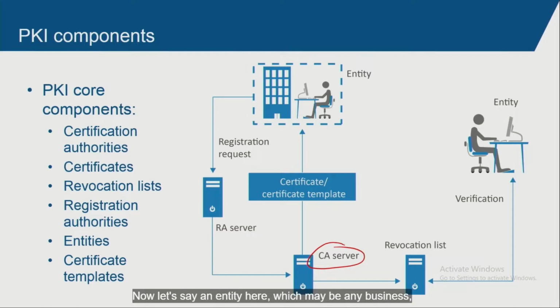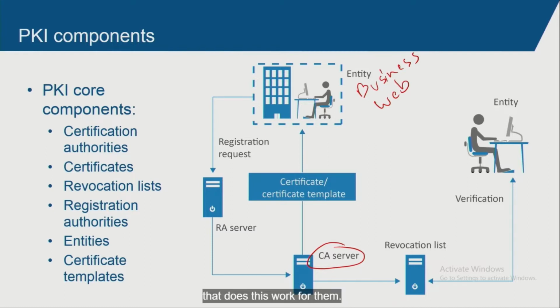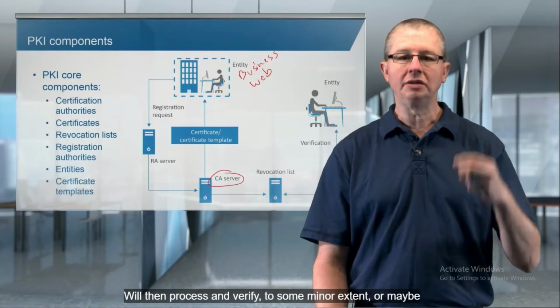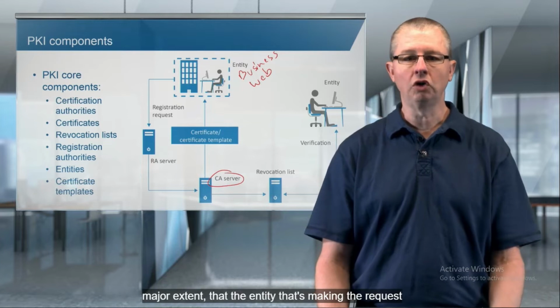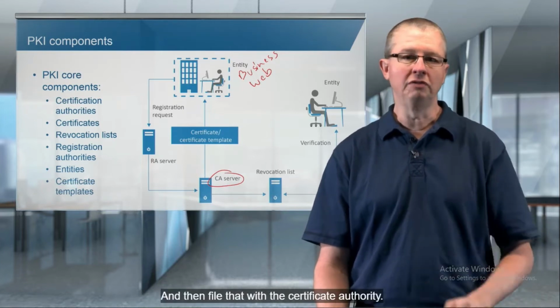Now let's say an entity here, which may be any business, would like to get a new certificate. Maybe they are running a web server, for example. They would go to a certificate authority to make their formal request to get a certificate issued to them. Certain certificate authorities have decided to offload this particular task to a dedicated entity called the registration authority. This may be a separate part of the CA's business itself, or maybe an outside company that does this work for them. The registration authority will accept the inbound request, will then process and verify to some minor extent, or maybe major extent, that the entity that's making the request is who they claim to be, and then file that with the certificate authority.